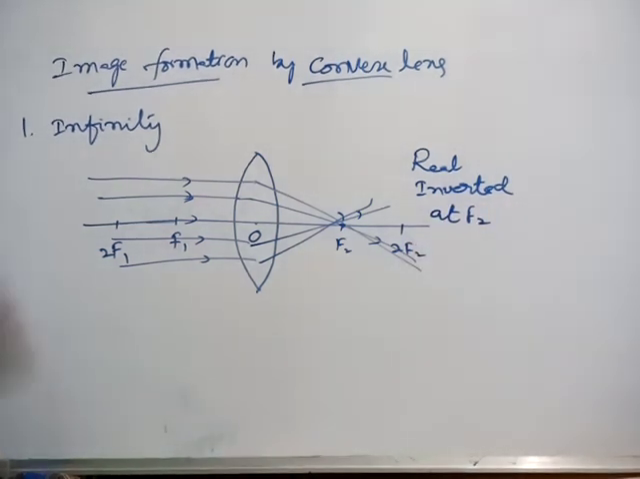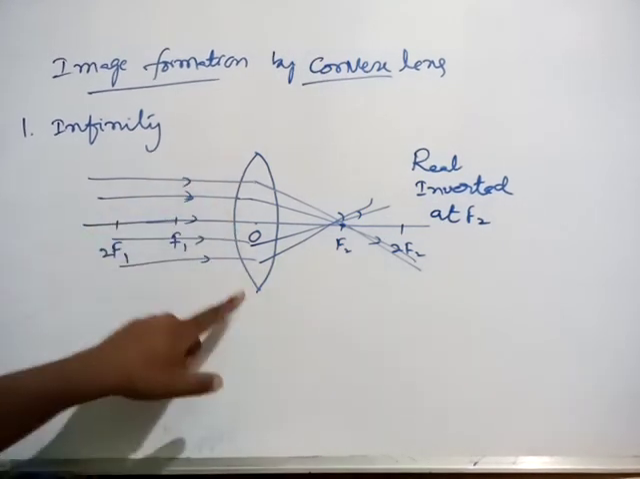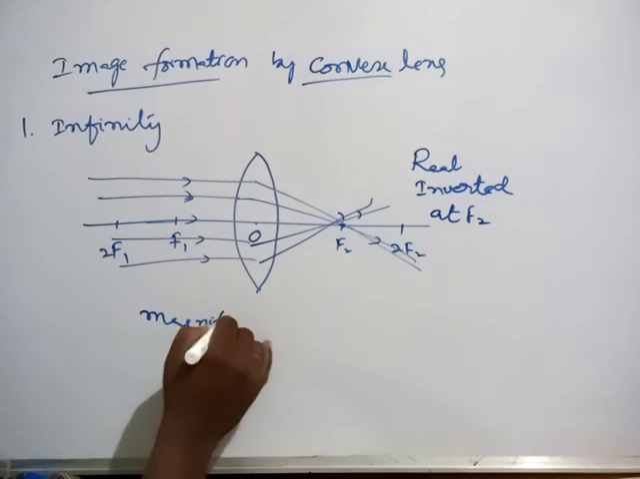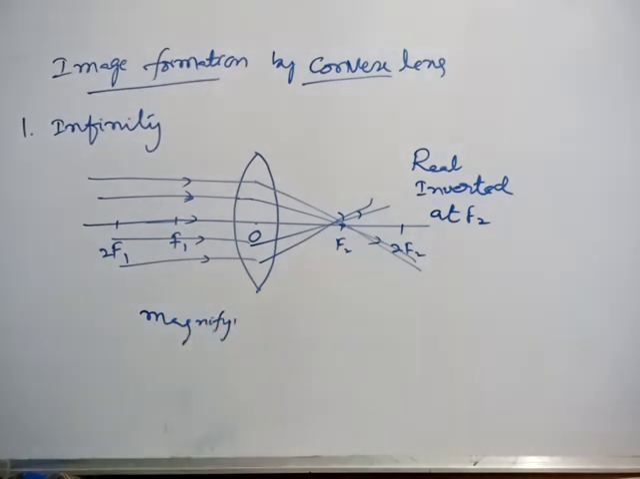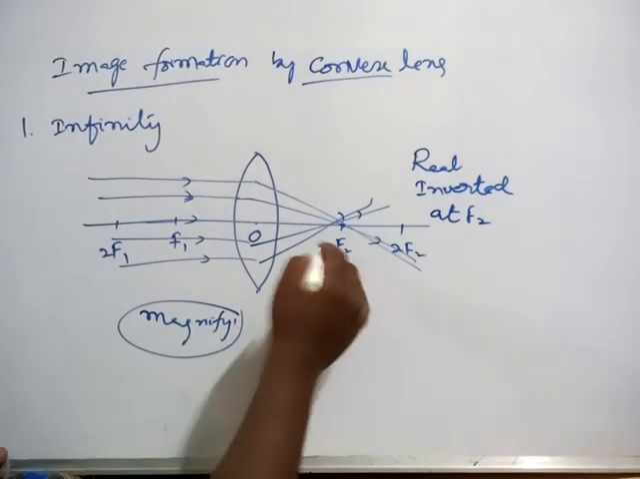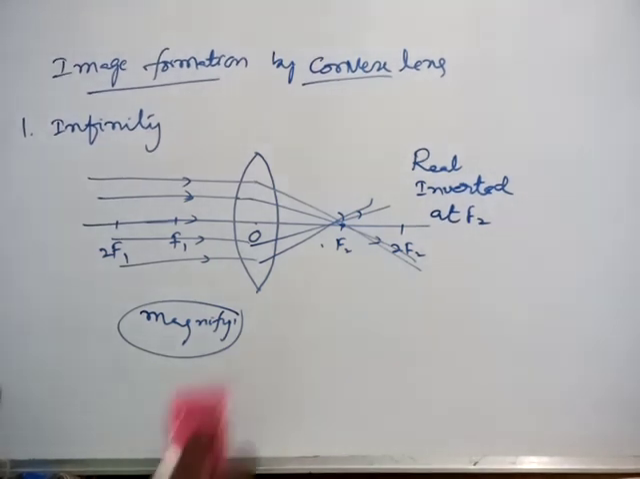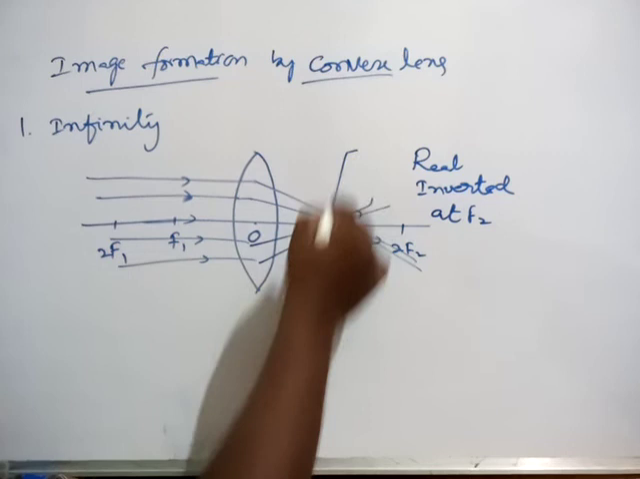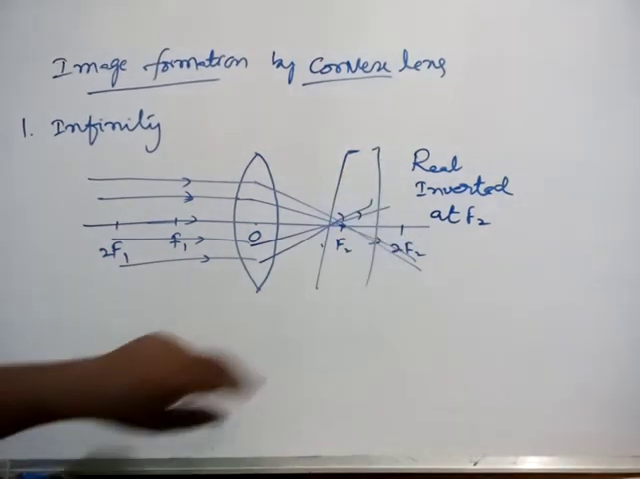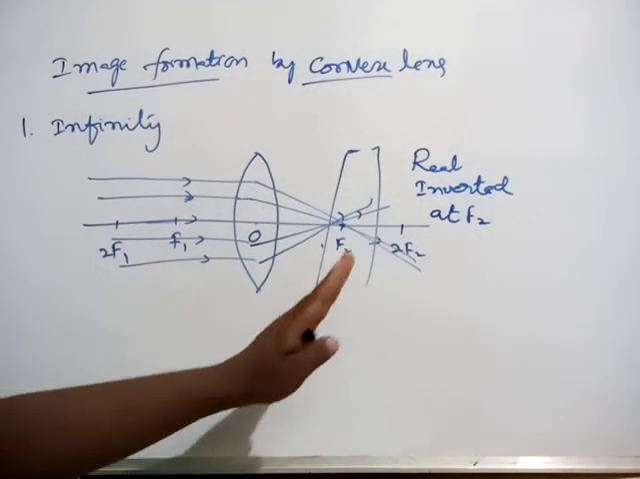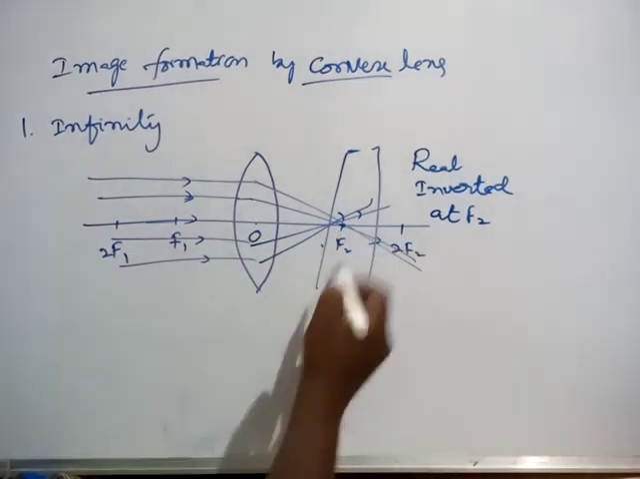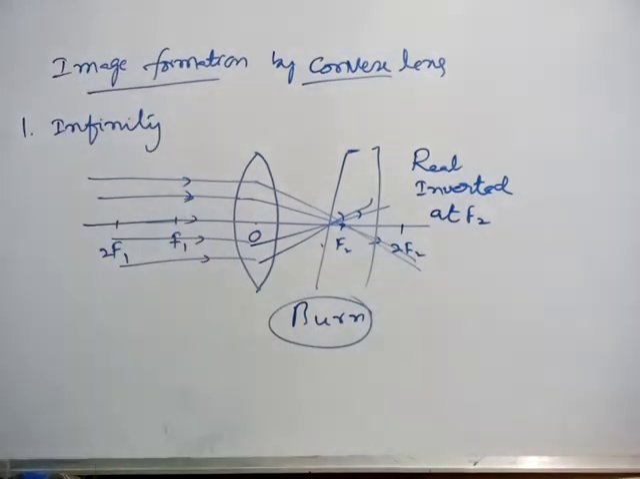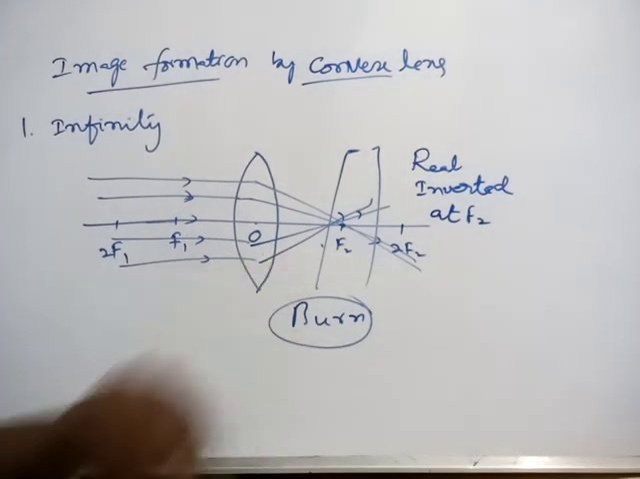So this is the reason the convex lens is used as a magnifying lens. And with the help of this property, we can burn a paper also. If you place a paper in the sunlight at this point, the paper will burn due to this property only, because a convex lens is a converging lens.